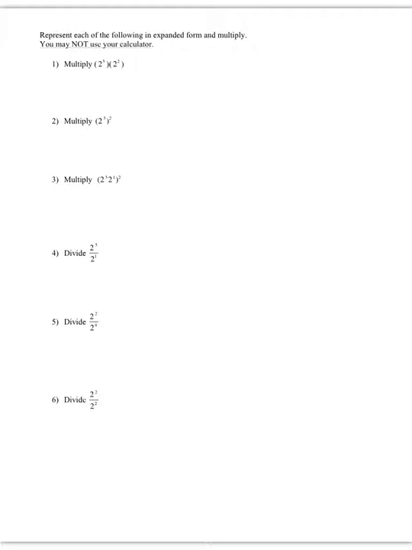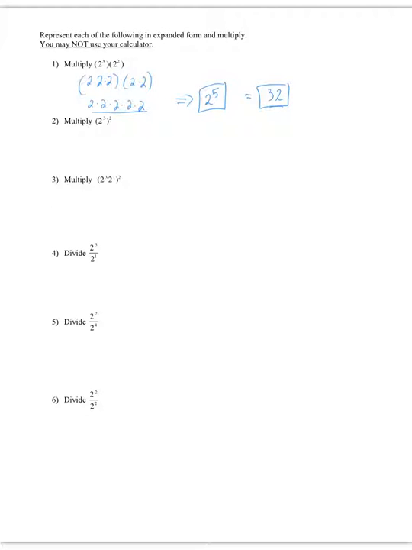If we were to represent number one in expanded form, 2 cubed is 2 times 2 times 2. 2 squared is 2 times 2. So if we would show this in expanded form, we'd see that the base is 2. Now I'm going to represent it as a single base raised to a power. This is 2 to the 5th power. If we were to evaluate that, you would get 32. So here it is represented as a single base with a power. This is the expanded form, and this is the product.